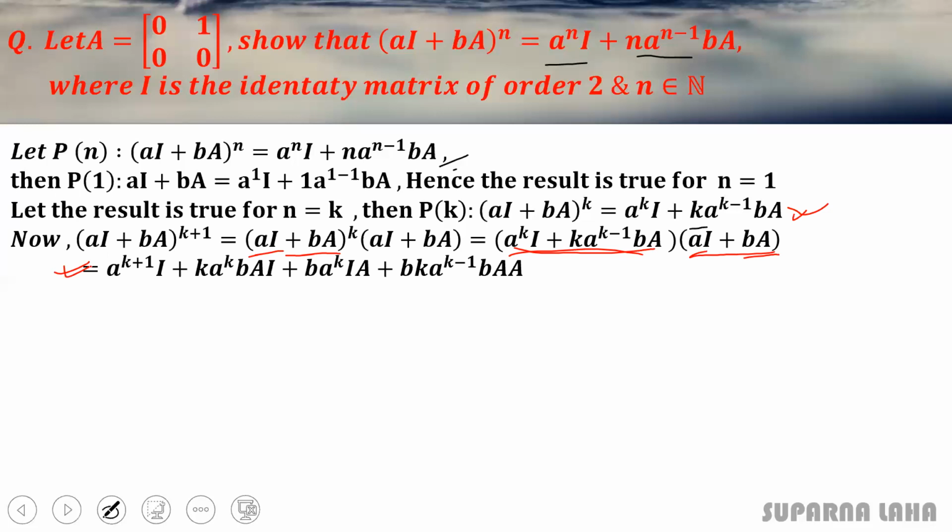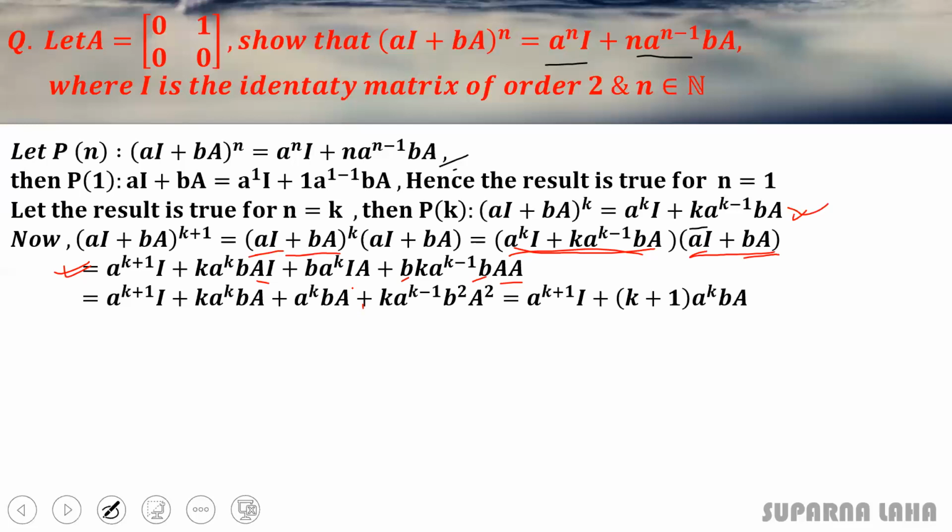Okay, now look at that. Now simplify this one. Here it is a square, and b into b is b square, and I into A is A, and A into I is also A. So simplify it a little more, and then again simplify it. Look at that: a to the power k b into a, plus a to the power k b into a. So take common a to the power k b into a, and you will find (k + 1) into a to the power k b into a.